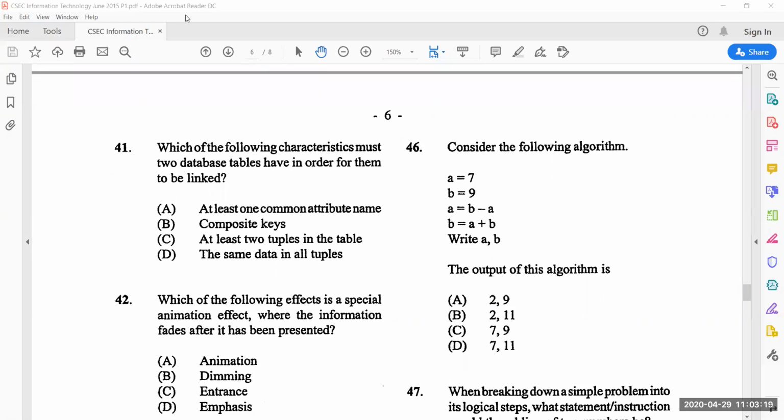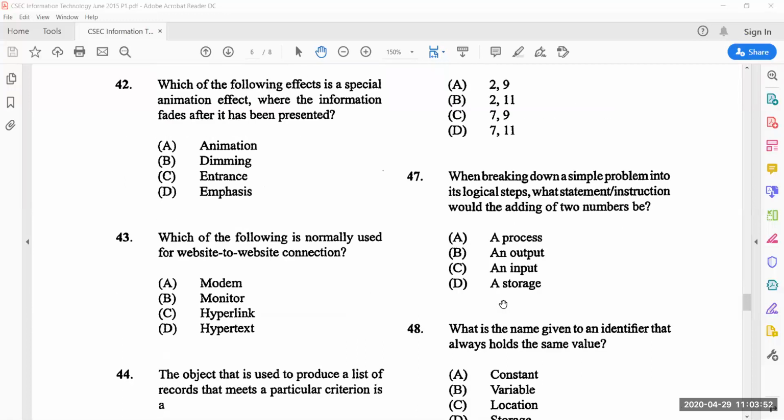Yeah, what did you have for 46? Correct, yes, B. All right, remember we went through this a couple of times, but we have A assigned the value of 7, B assigned the value of 9. A is equal to 9, B minus A, which is 9 minus 7. The answer is 2. And B is equal to A, which is now 2, plus B, 9, which is 11, right? So A is 2 and B is 11. The answer is B.